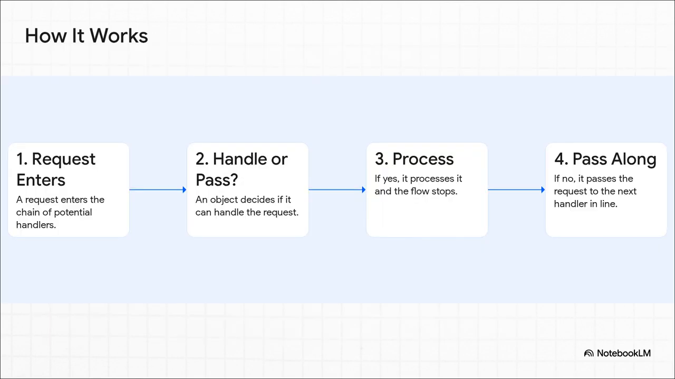Honestly, think of it just like a relay race. The request is the baton. It enters the chain. The first handler, the first runner, looks at it and decides, is this my leg of the race? If it is, they take it, they process it, and the race is over for that baton. If not, they just pass it to the next handler in line. It's this simple, clean handoff that lets everyone focus on their own job.